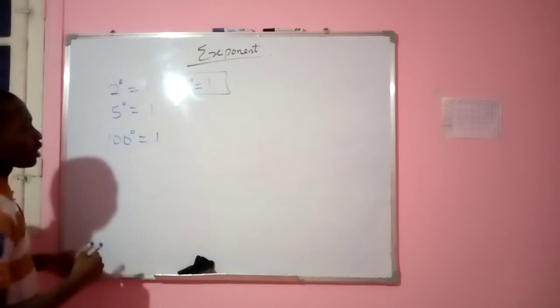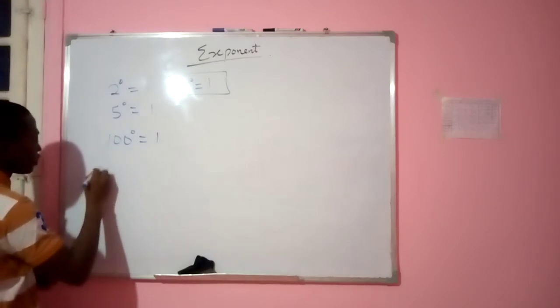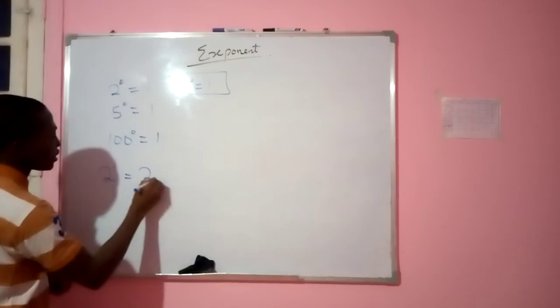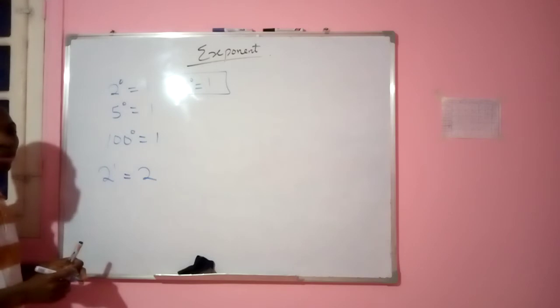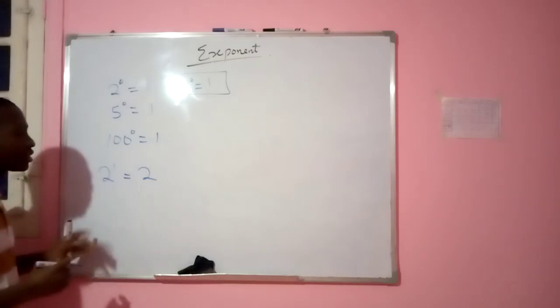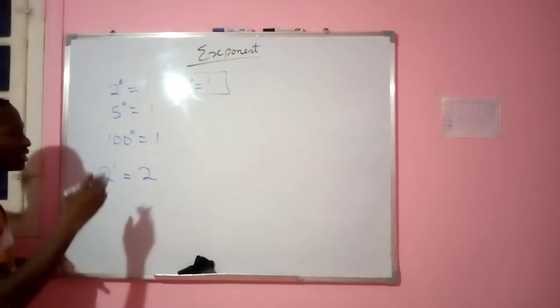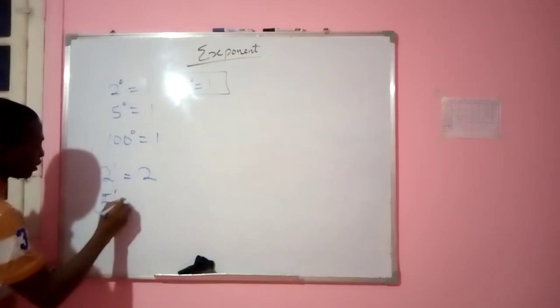The second rule I will talk about is any number raised to the power of 1. Let's say 2 raised to the power of 1 is equal to itself. It's like we're multiplying by 1. 2 times 1 is 2. 5 times 1 is 5. Any number multiplied by 1 is itself. The rule tells us that any number raised to the power of 1 is itself. 5 raised to the power of 1 is itself.